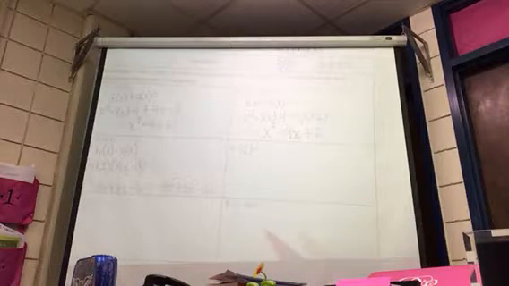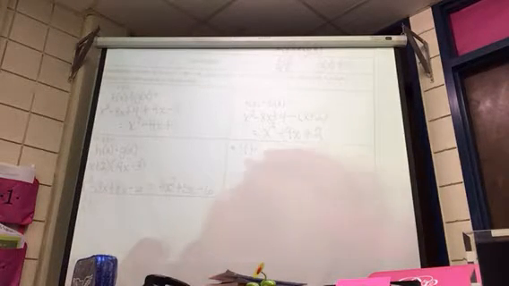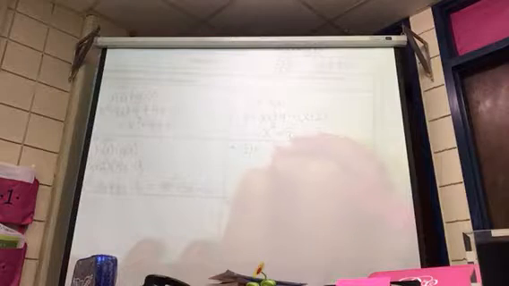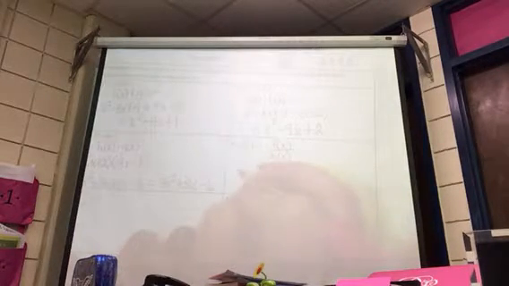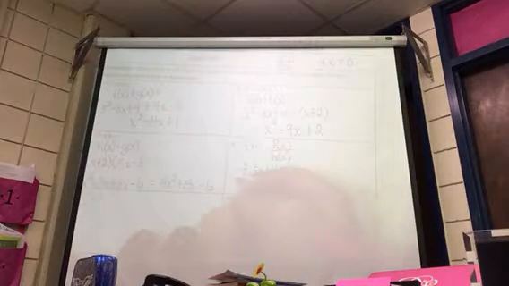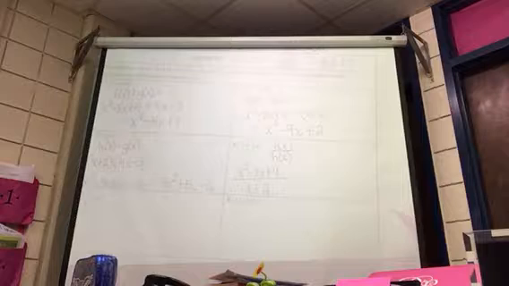All right, for number 4, I have f divided by h of x. So I have f of x over h of x. f of x is x squared, subtract 8x plus 4, and h of x is x plus 2. Do I have a restriction now? What could x not be? 0?